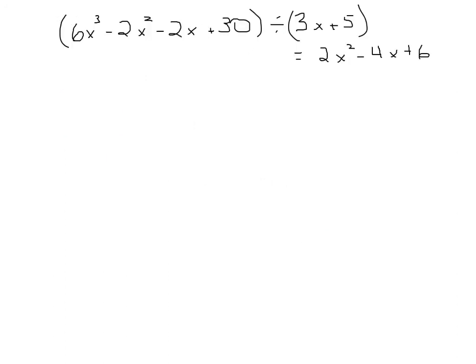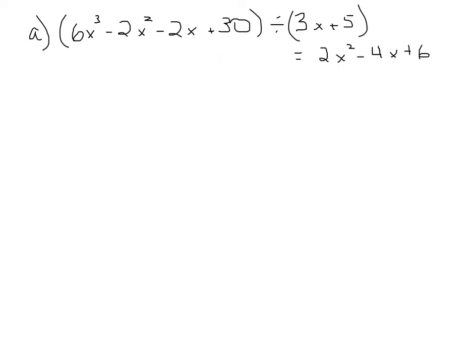So rewriting the original problem, we have that 6x cubed minus 2x squared minus 2x plus 30 divided by 3x plus 5 equals 2x squared minus 4x plus 6. But what if you're not confident about your work? How do you check that? And we check it the same way we did earlier when we divided numbers without variables. We take the quotient and we multiply it by the divisor, and we expect to get the dividend.